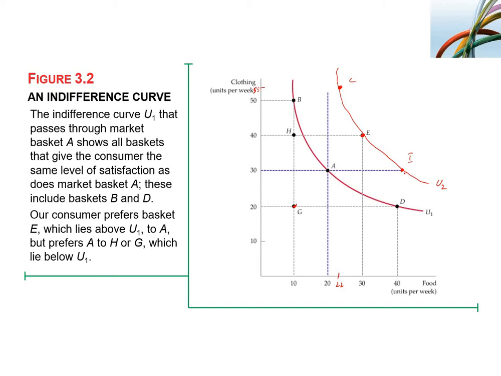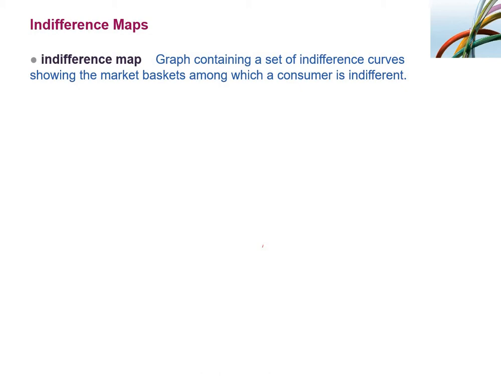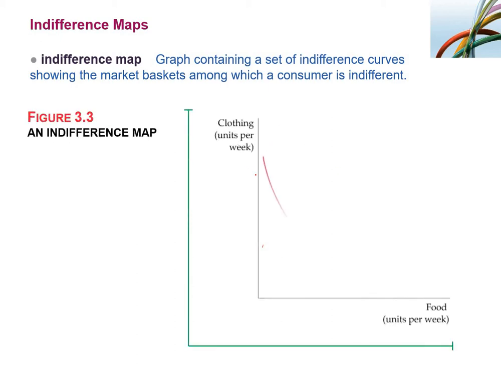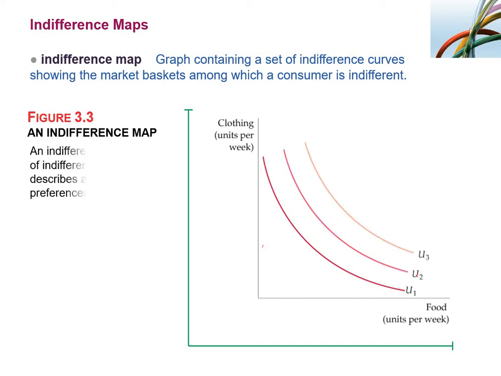So your answer will clearly be that a consumer will choose any such market basket which is available on U2 because it is maximizing his utility, it is maximizing his wants and desires, ठीक है. So therefore it is an additional concept of indifference map that it is a graph which contains a set of indifference curves showing the market baskets among which a consumer is indifferent, but yes, U1 is less preferable than U2 and U2 is less preferable than U3. So the higher the indifference curve, the higher the utility which the person may be attaining, okay.